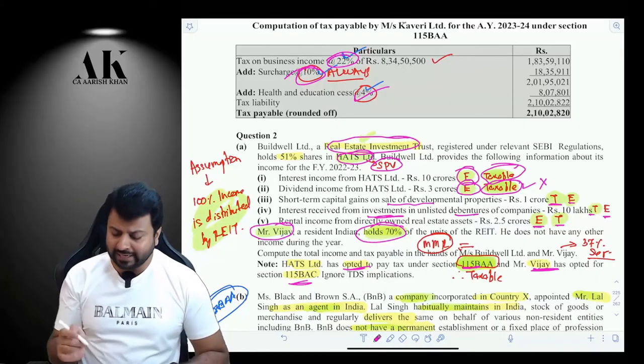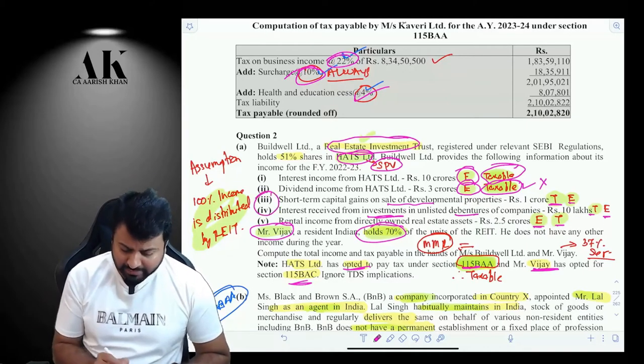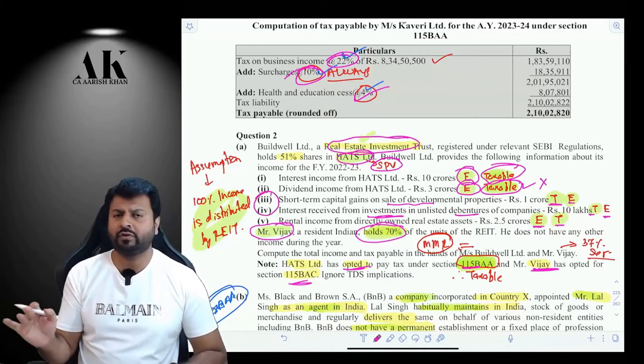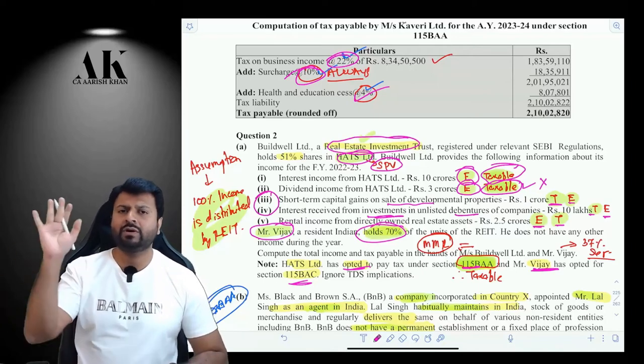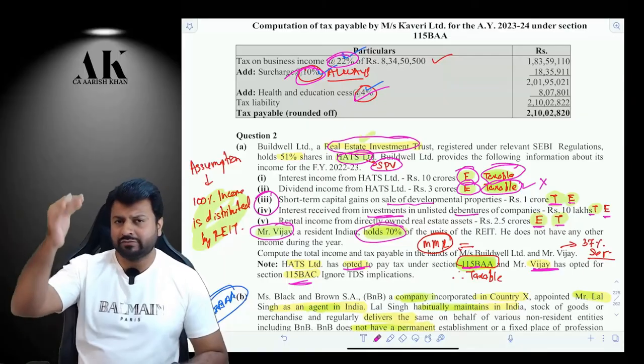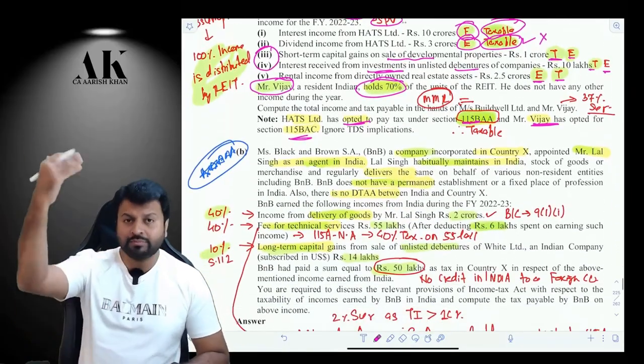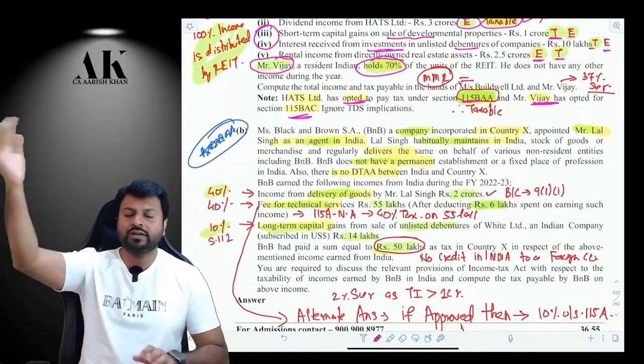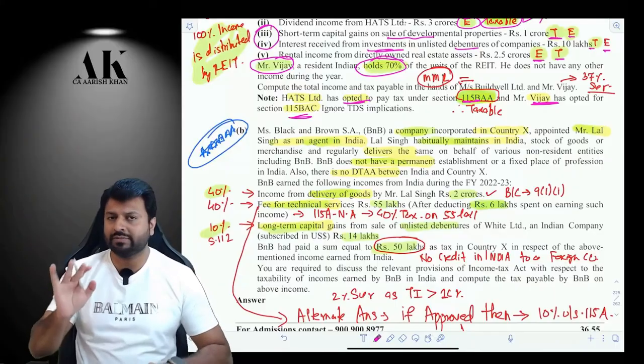Now, in the hands of REIT, there are only two incomes which are taxable, that is point number 3 and 4, that will be taxable at 42.744. And in the hands of investor, you have to apply 115BAC, and then you check whether surcharge is applicable. Yes, it is applicable, because if you compute the total income of the SSE, it is going beyond 10 crore, sorry. Therefore, you have to apply what? Surcharge also of 37% in this particular question.